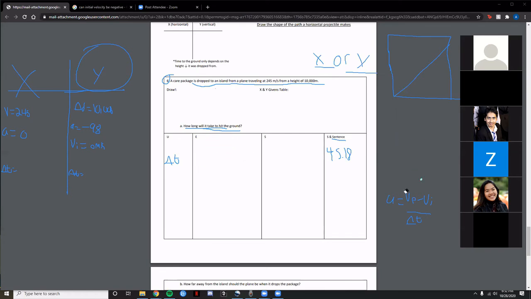Wait, Andrew, I have a question. Why would 245 be velocity for x and not y? Because, listen, let me draw it out for you. So you see the graph I'm making over here on the right side? So the plane is traveling like that.